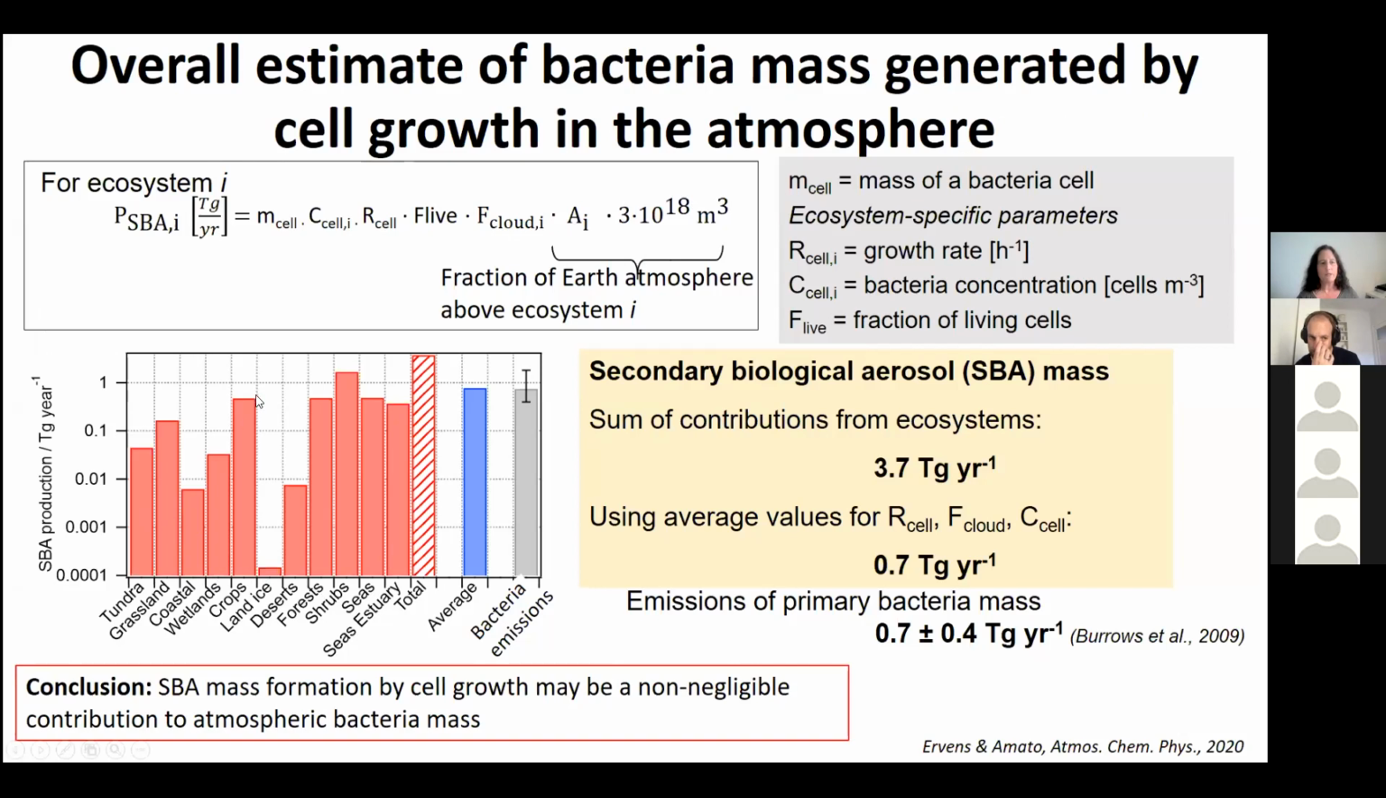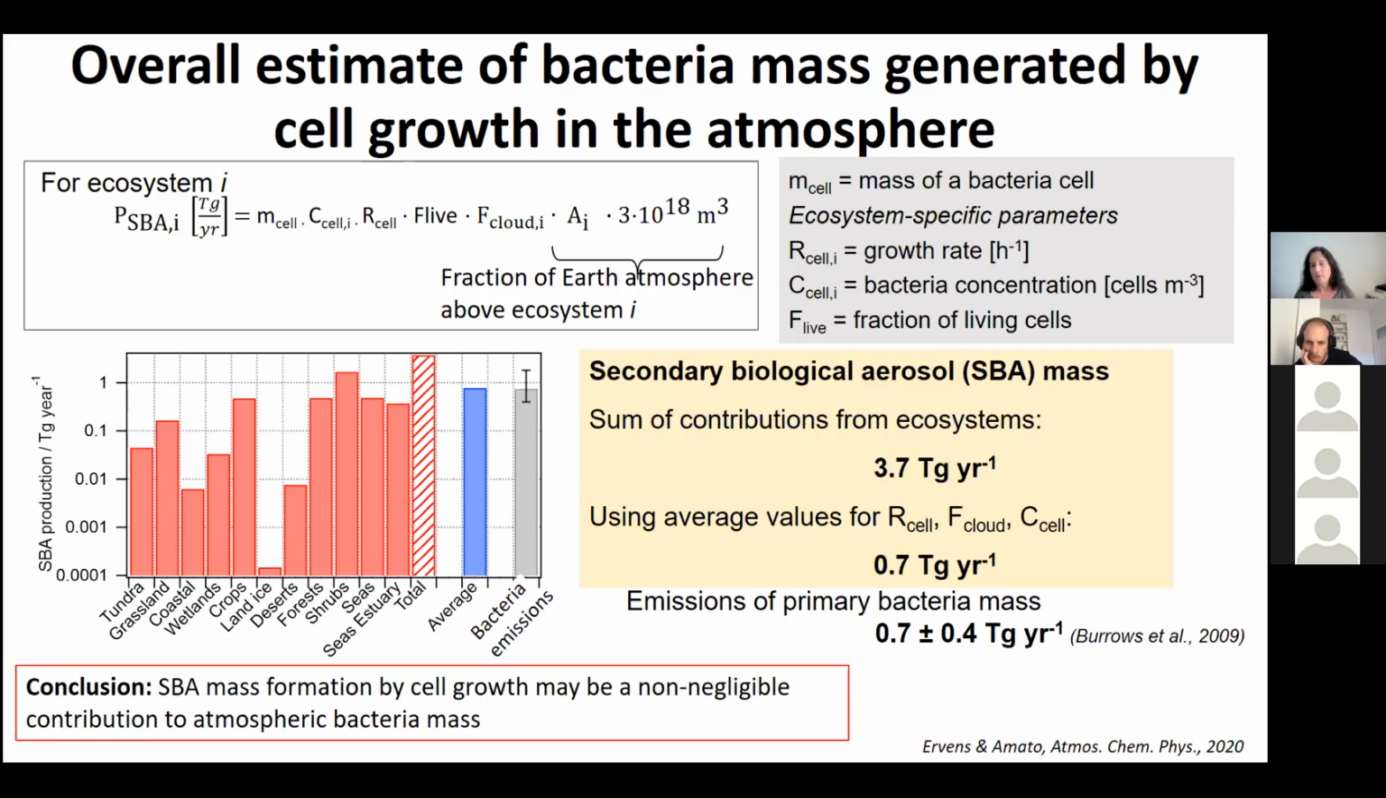Here are the production rates in the plot. On the y-axis, we have the production rates in teragrams per year, and on the x-axis, we have the different ecosystems. We did two different estimates. One used ecosystem-dependent parameters, and another was just an average value for global parameters. We get two different values, 3.7 and 0.7 teragrams per year. Of course they differ, but they are roughly on the same order of magnitude.